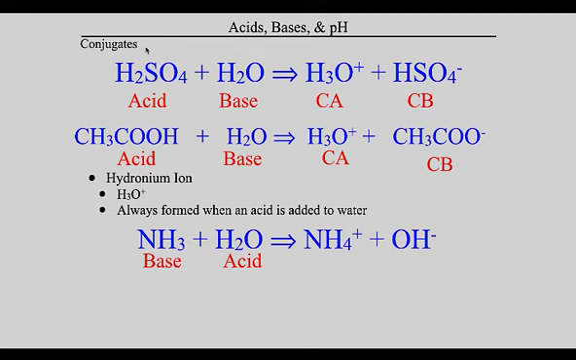But remember, let's do the conjugates first. So how do we figure out the conjugates? Go to the acid, take away a hydrogen. What's left is the conjugate base, and this is then the conjugate acid.